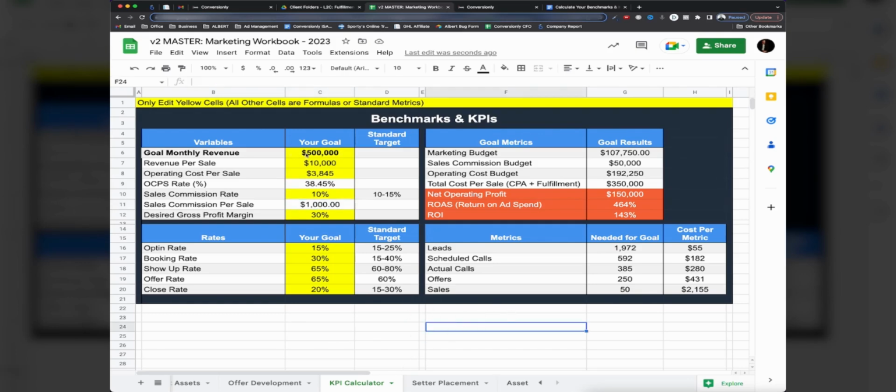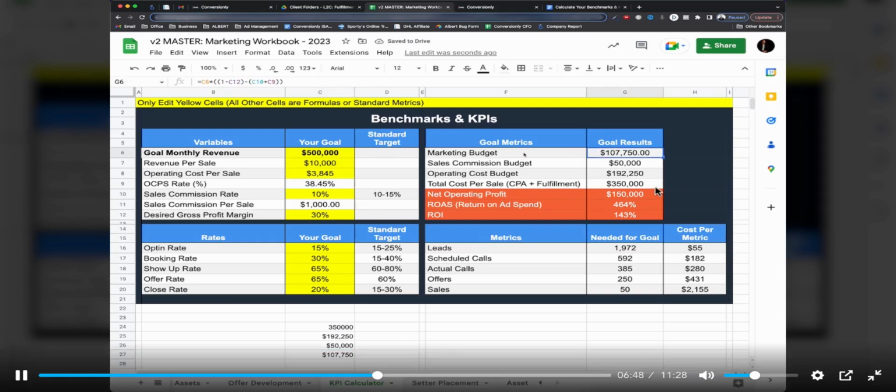If our goal is to make $500,000, then for our desired gross, we need to keep our operating, marketing, and sales expenses under $350,000. Well, if we know that our operating cost is going to be $192,000, and we know that our sales commission is going to be $50,000, and we need to stay under this budget, then this is going to give us how much we have left over for marketing spend, which is this number here.